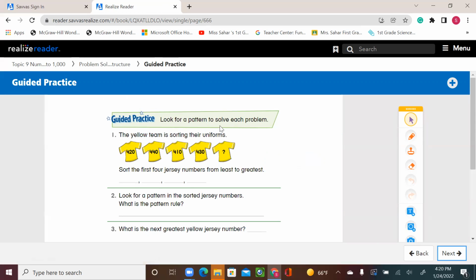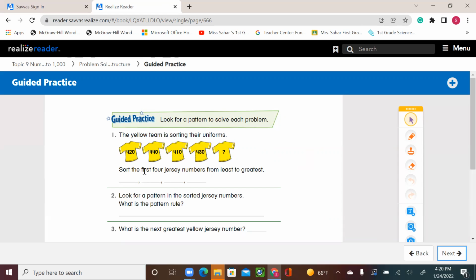All right, look for a pattern to solve each problem. The yellow team is sorting their uniforms. So look at the numbers we have: 420, 440, 410, 430. First, we need to sort. We need to see what we have. I have the hundreds are the same. The ones are the same, but I can see that the tens are changing.